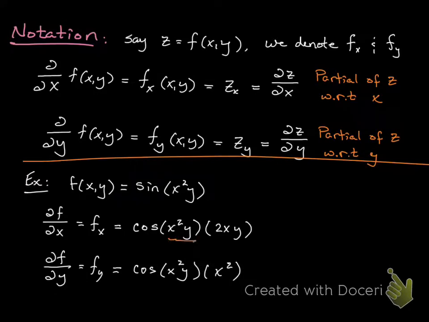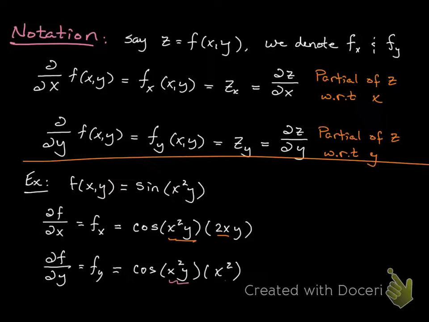Okay, so for that first example, this x squared y, when I took a derivative with respect to x, I got 2x, and the y just kind of came along for the ride. In the next, when I take a partial derivative with respect to y, the x squared comes along for the ride, and really there's no y there. When I take a derivative of y with respect to y, I get a 1.